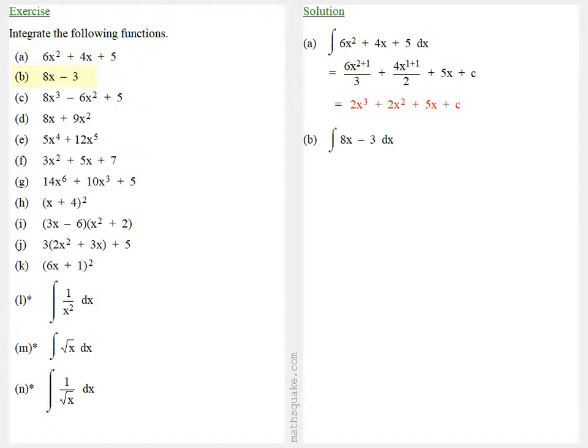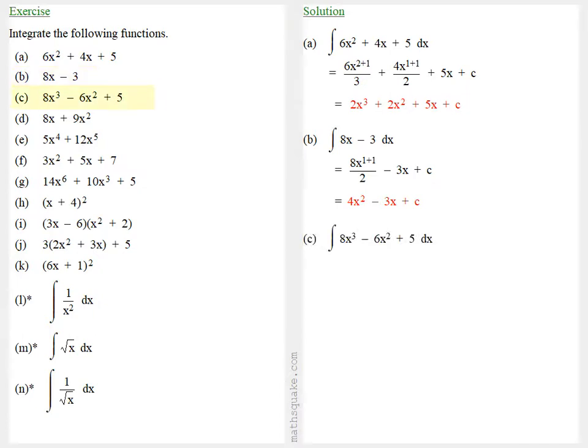Now in part B, we're integrating 8x minus 3. Now that's 8x to the 1, so when we integrate it, we add 1 to the power, which makes it 8x to the power 2, and we divide by 2. Minus 3 can simply become minus 3x, and we add c. So that simplifies to 4x squared minus 3x plus c.